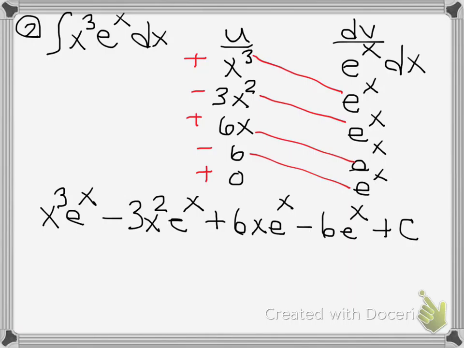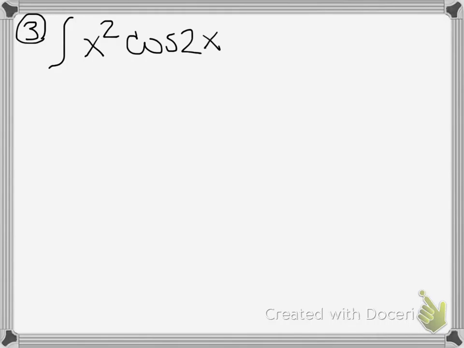So I'm going to give you example 3 as a you do. Okay, you try it. Let's go with the integral of x squared cosine 2x dx. So pause the video, try this one as a you do, and then come back and let's see how it goes. All right, so what should you be? X squared. Good job. Okay.